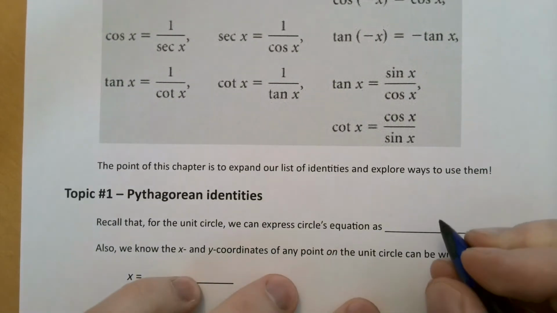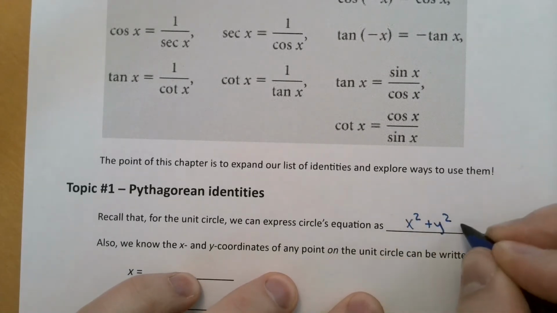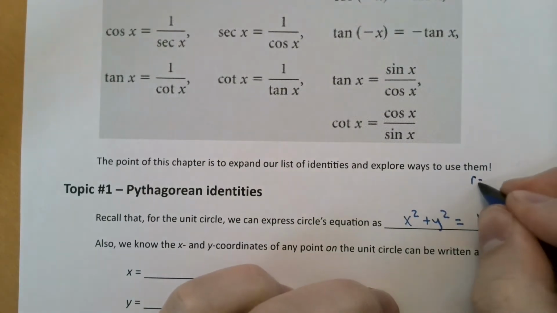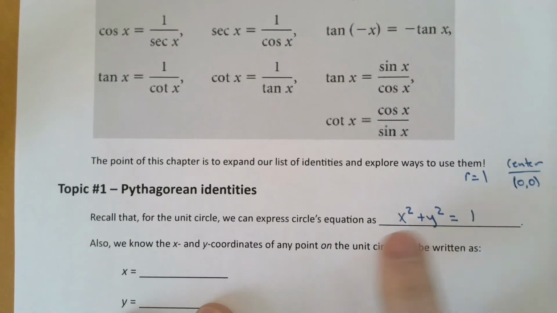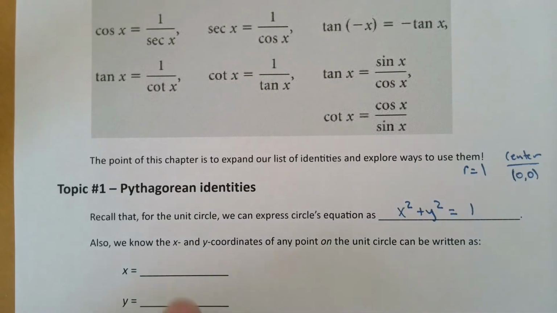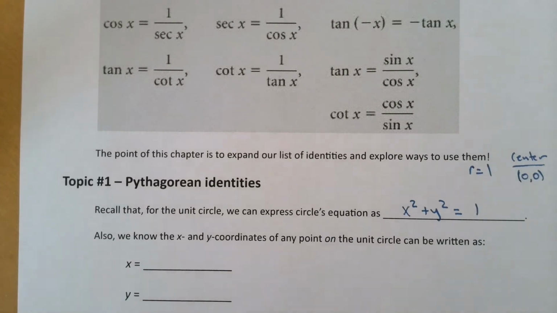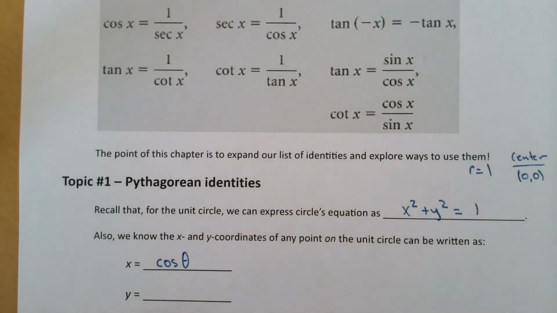Anywho, so let's recall something real quick. For the unit circle, we noted that an equation for that unit circle was x squared plus y squared equals 1 squared, because the radius of a unit circle is 1. And the center of a unit circle is 0, 0. So that equation of circle simplifies to this. Now, also we know the x and y coordinates of any point on the circle can be written as x equals cosine of theta, and y equals sine of theta.